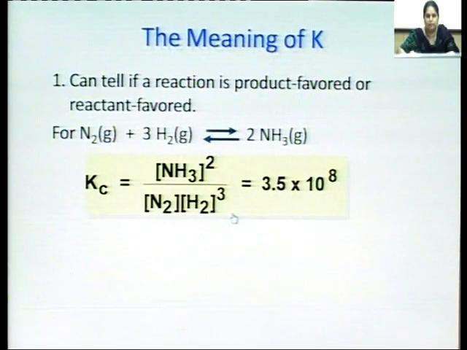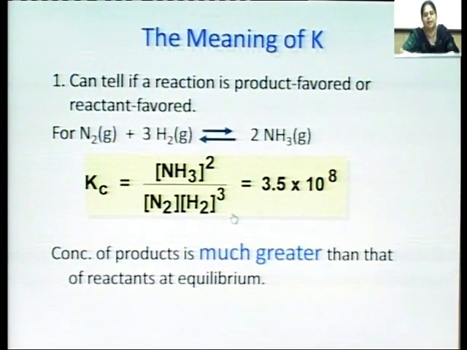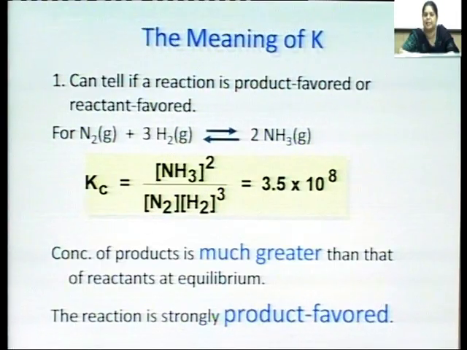Now, a higher value of Kc tells us that the concentration of products is much greater than that of the reactants at equilibrium. So, we can say the reaction is strongly product favored, meaning the higher the value of the equilibrium constant, the more the reaction is product favored.